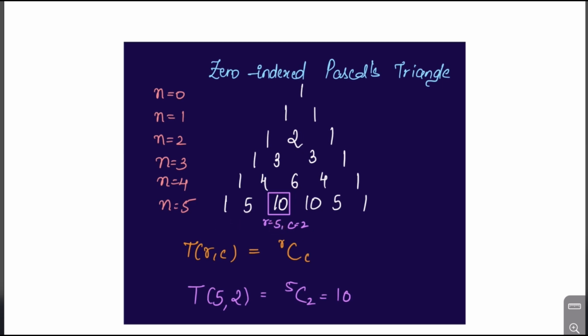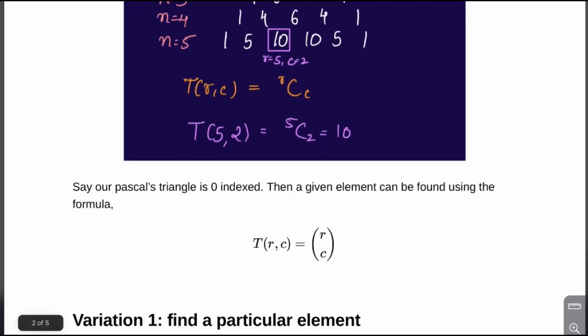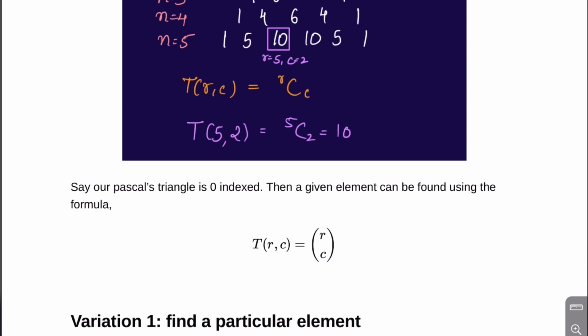So if you want to calculate this value, the fifth row's second column's value, you can just plug it into this. This is basically a combination. Some people write it like this also. So if you want to find the rth row's cth entry, or basically in a triangle, the value at position R, C, it's basically R choose C. Let's see how we can calculate this R choose C because all the three variations revolve around this factor.